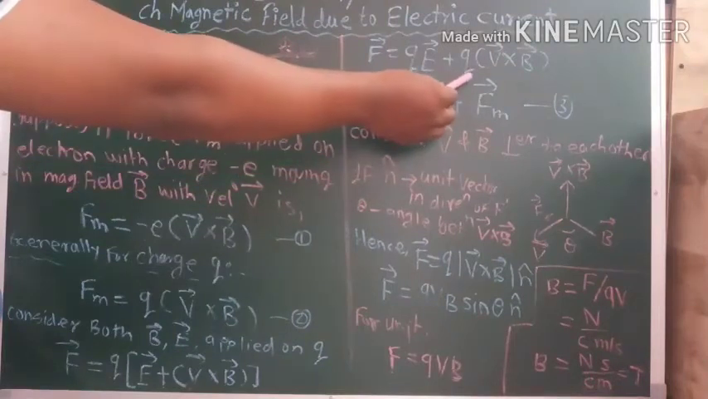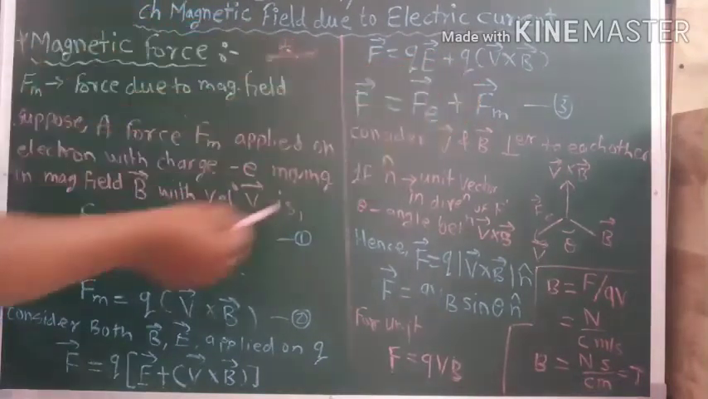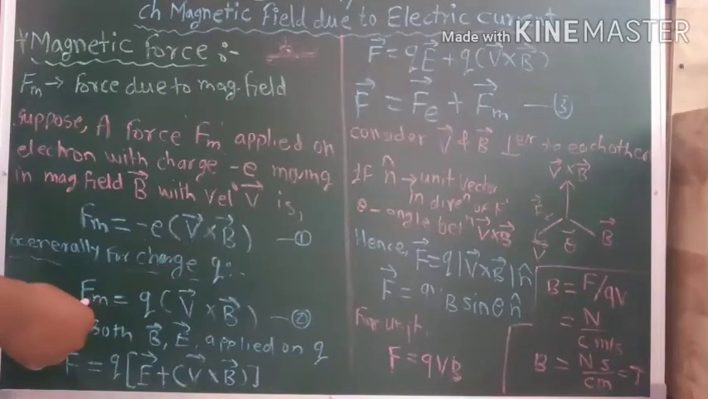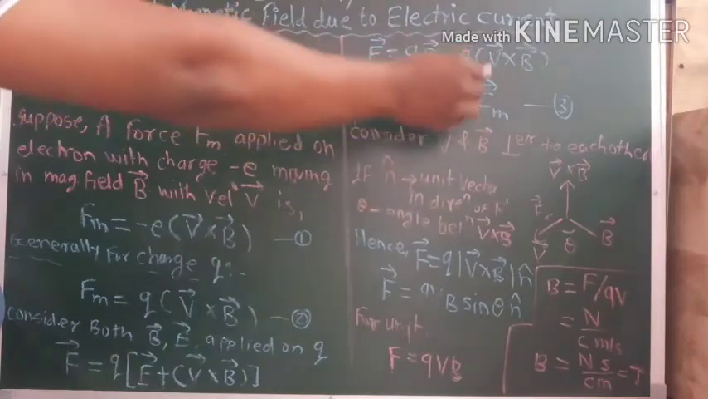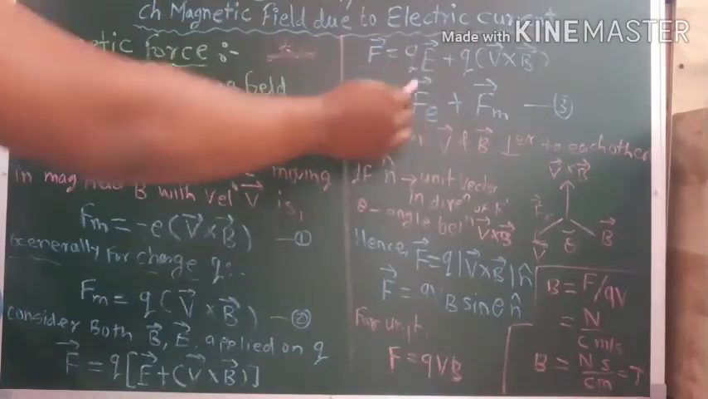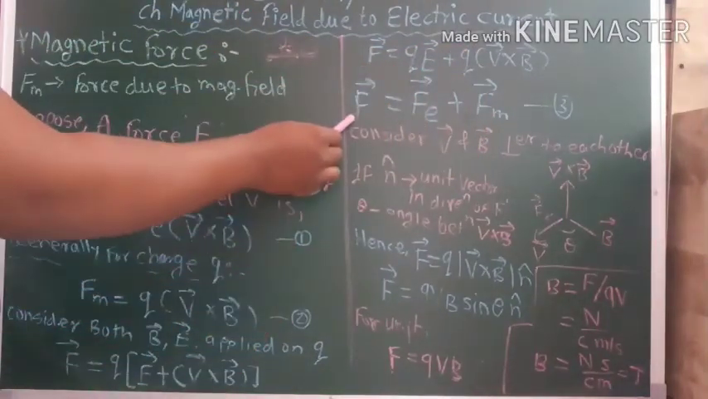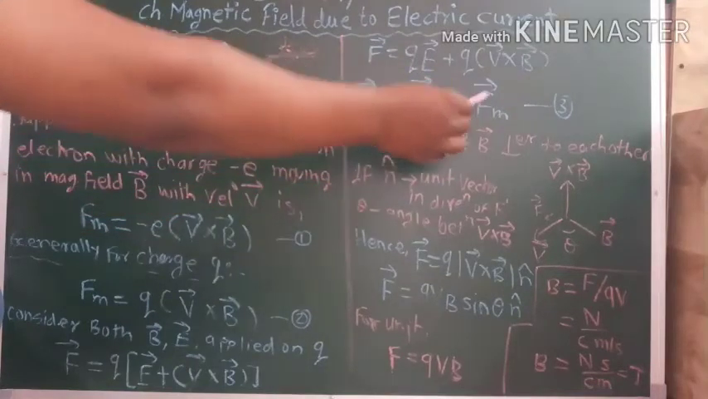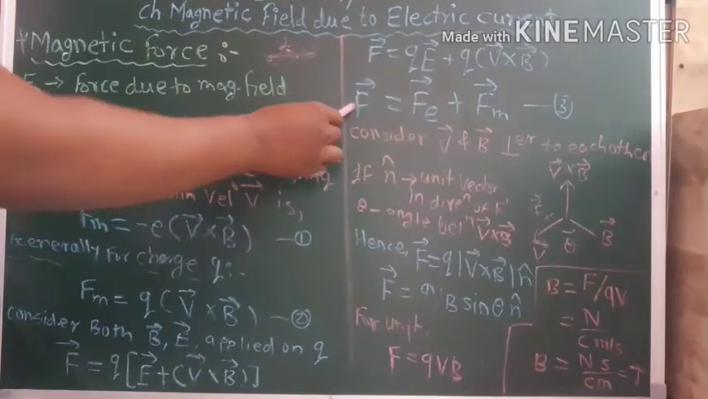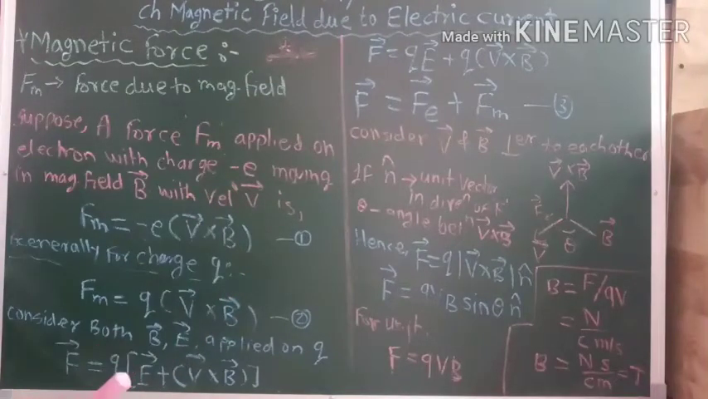And this bracket q into v bar cross B bar we already studied, that is the magnetic force, equation number 2. Therefore we can write plus Fm bar. This is the value of this equation. Therefore the total force F bar is equal to Fe bar plus Fm bar, equation number 3. And this force is also known as the Lorentz force.